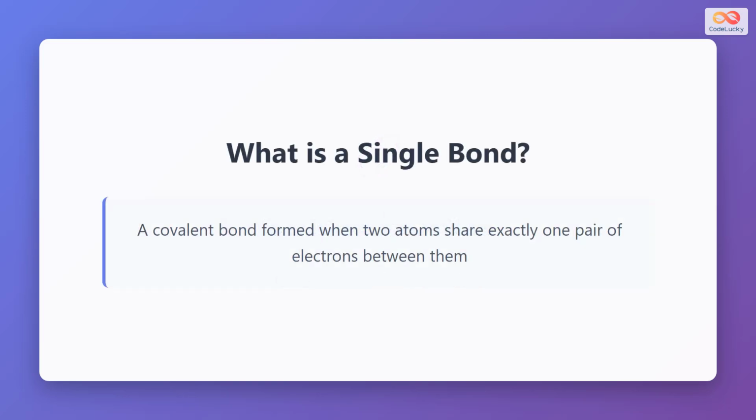A single bond is a covalent bond formed when two atoms share exactly one pair of electrons between them. This means that each atom contributes one electron to form the shared pair. The shared electrons are attracted to the nuclei of both atoms, creating a stable connection. This type of bond is the most common form of covalent bonding in chemistry and appears in countless molecules around us.